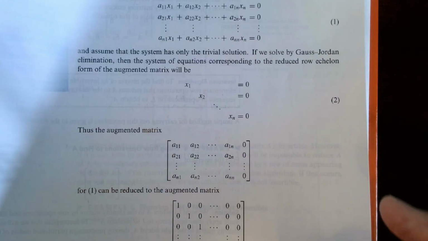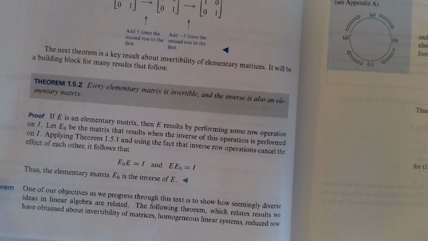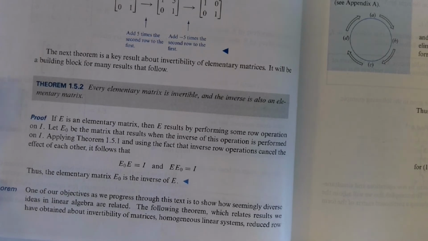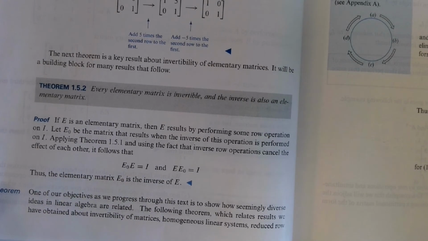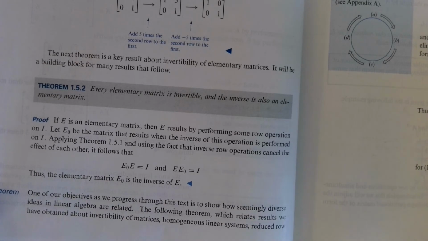And then the other thing we're going to use is this fact here, and that is that every elementary matrix is invertible, theorem 1.5.2, and the inverse is also an elementary matrix. It's pretty clear that elementary matrices are invertible because they come from row operations, and we can just undo row operations with another row operation, which results in the corresponding inverse elementary matrix. So for example, if I interchange rows 1 and 2, to undo that, I'll just interchange rows 1 and 2 again. So the inverse of that elementary matrix is actually itself.